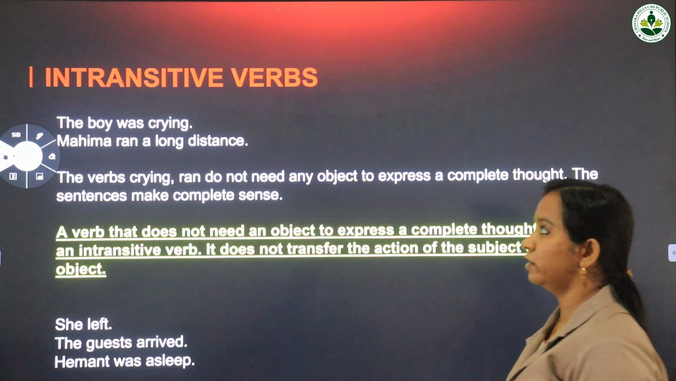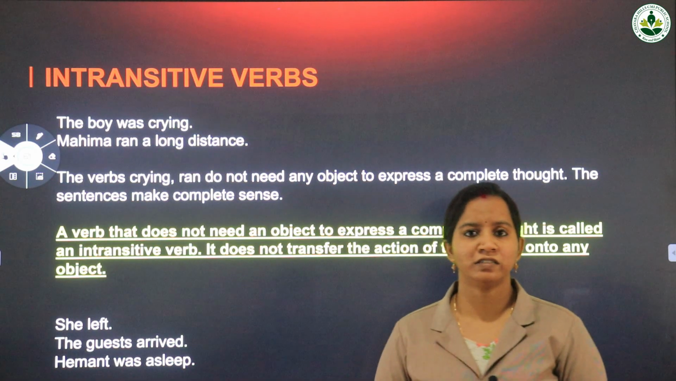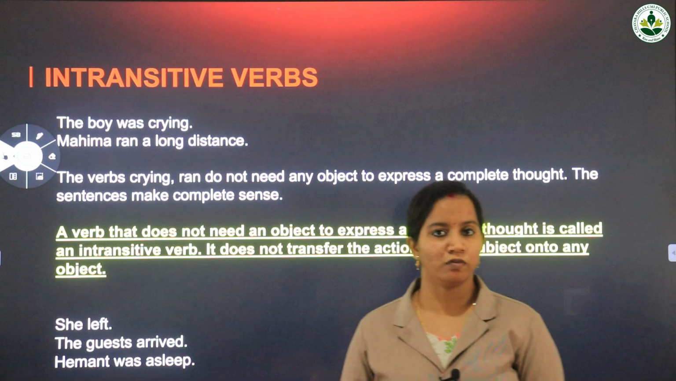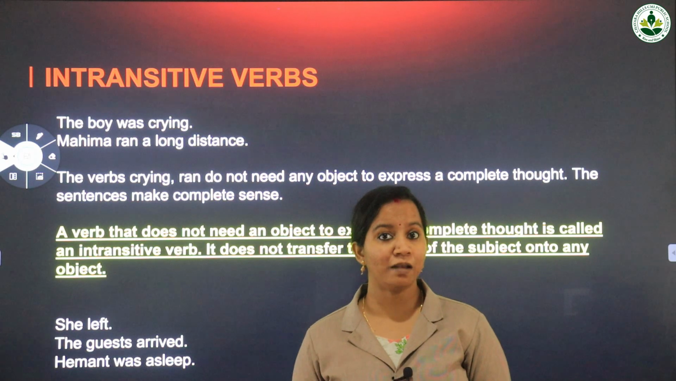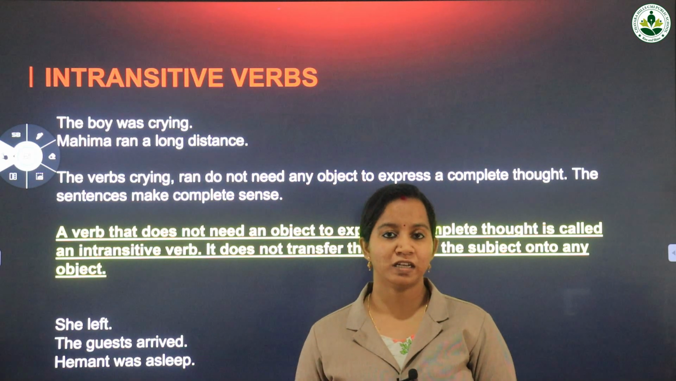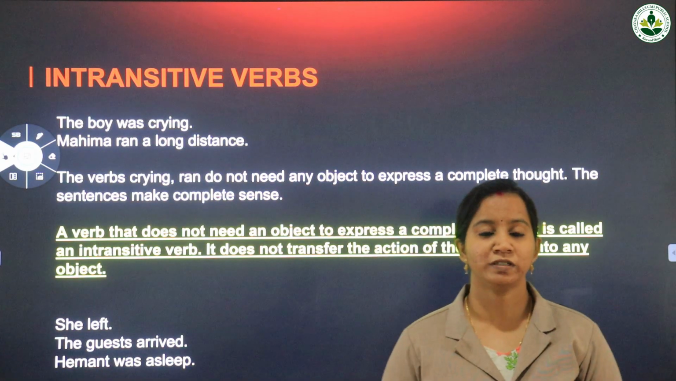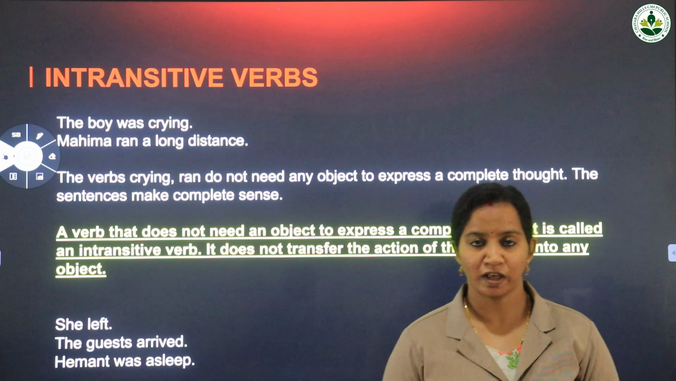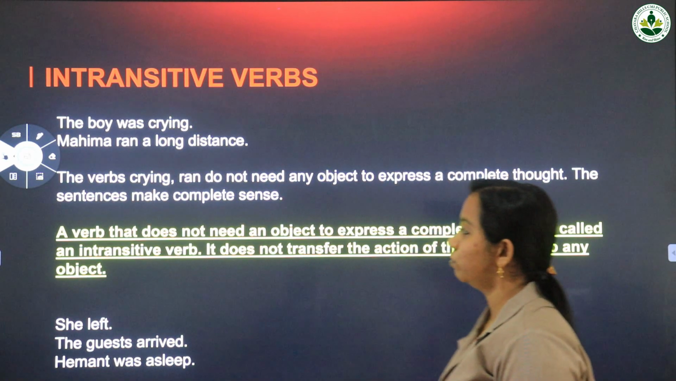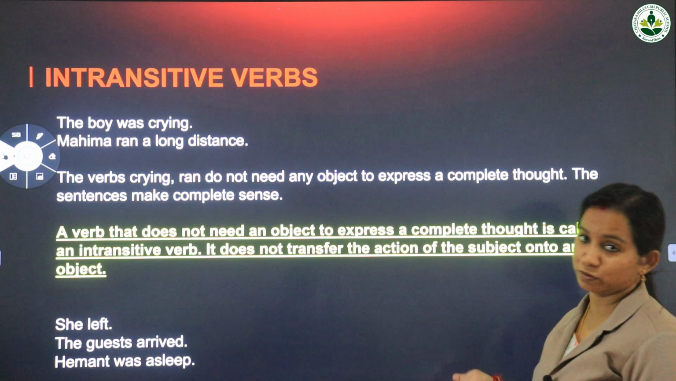Okay, so now moving on to intransitive verbs. So what are transitive verbs? Transitive verbs are verbs that need the help of the object to complete the meaning of a sentence. Without the object, a transitive verb does not have a meaning. Now moving on to intransitive, exact opposite.